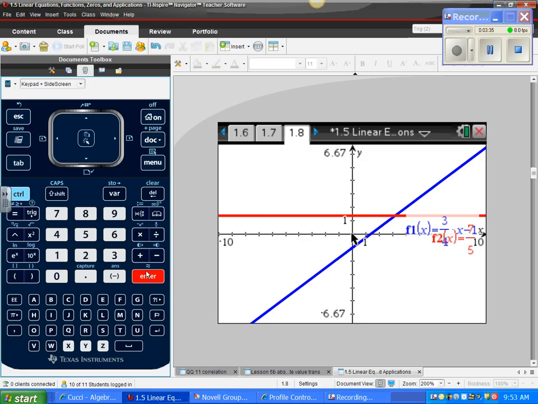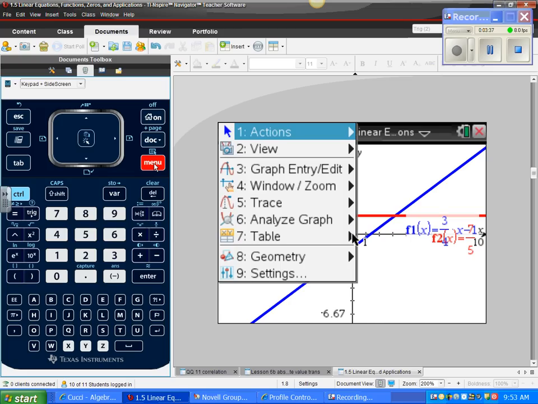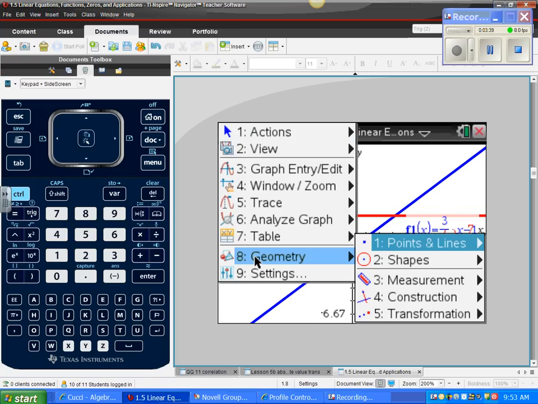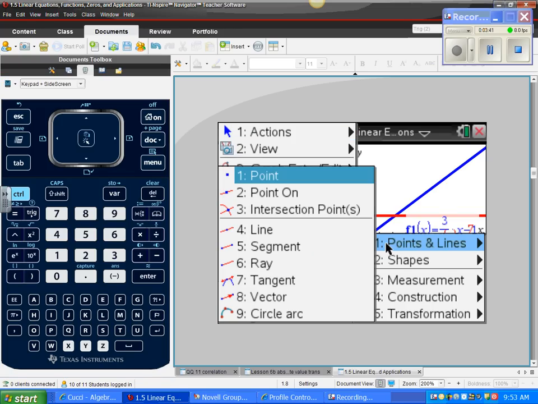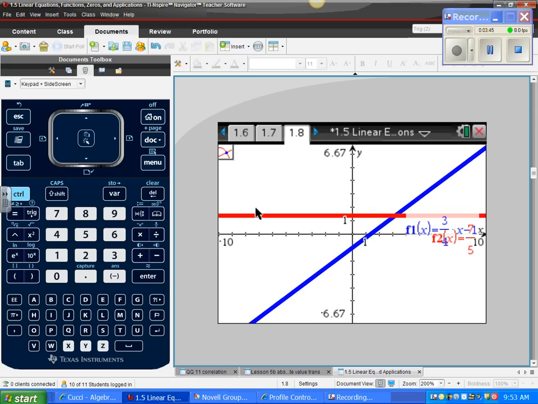Okay? We know how to find the intersection point. Menu, geometry, points and lines, intersection point. You click on one, click on the other, and then your intersection point pops up. I'm just going to move it so it's easier to see. We have 3.2 and 1.4. So 3.2 is your value of x that is your solution. All right, so that's how we would do it graphically.